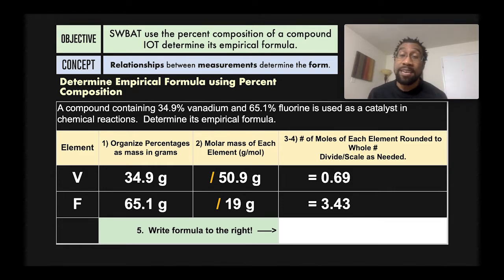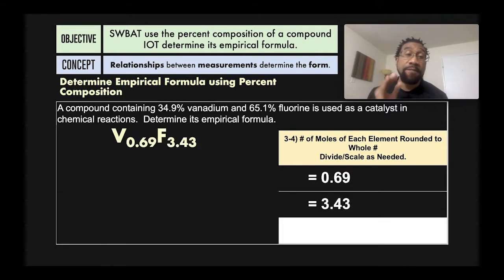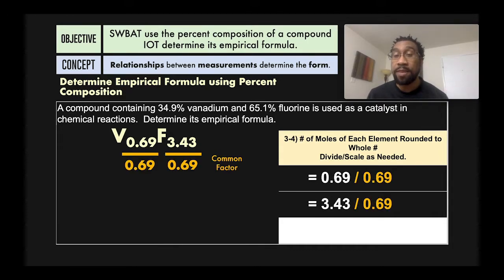All right, so we have these decimals, but just like before, we're going to assume that one of these numbers is the common factor or plays a key role in finding the common factor so that we can actually get the empirical formula. So let's rewrite this. We got V0.69 and F3.43. Okay, so we're going to assume that our lowest number, 0.69, is actually a common factor between these two numbers. So let's do that. We're going to divide and scale. So we're going to divide by 0.69 as the common factor.